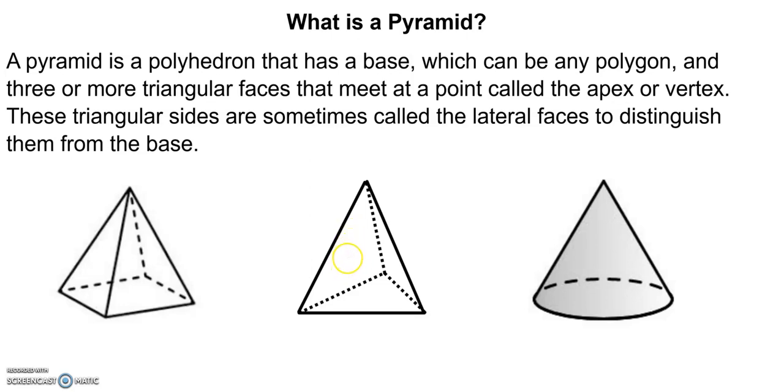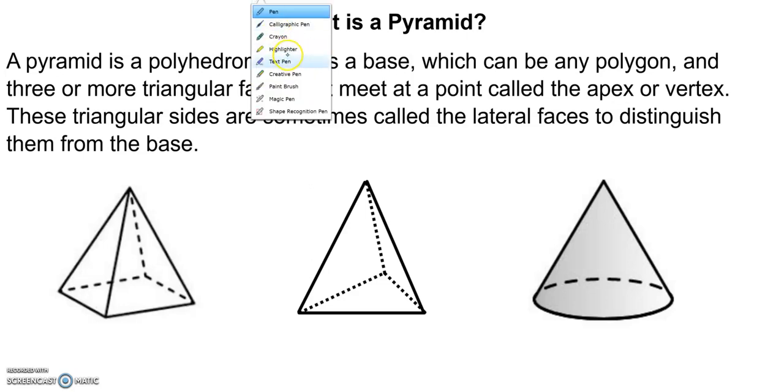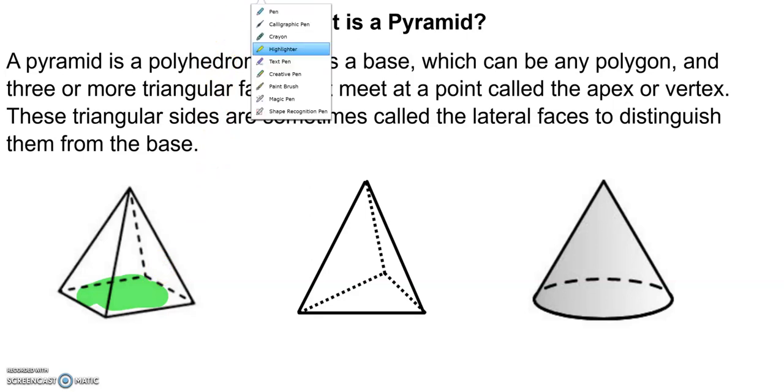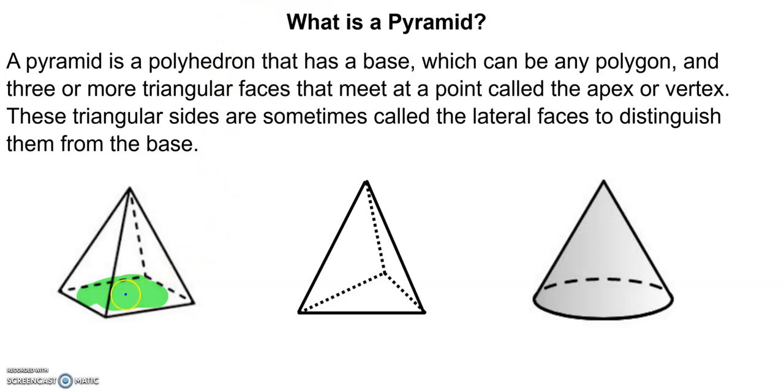It will have a base, and that base can be any polygon, and three or more triangular faces which meet at a point called the apex or the vertex. The triangular sides are called lateral faces to distinguish them from the bases. When we are looking at a pyramid, again, the most important part is the base. The base on a pyramid is the part that's usually not the triangle. So there is my base.